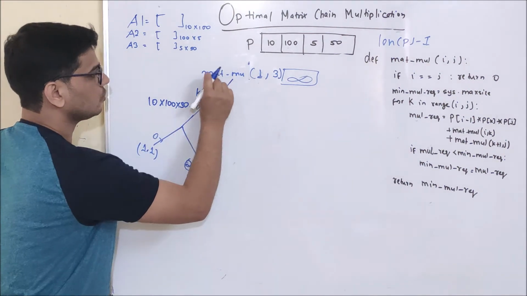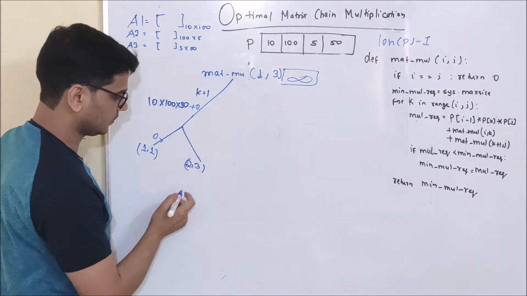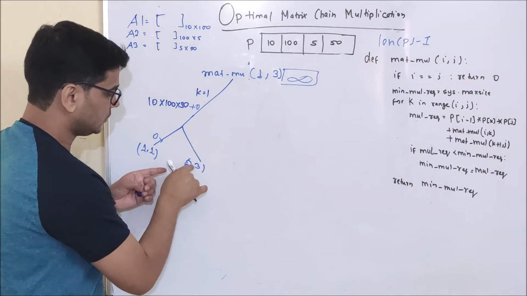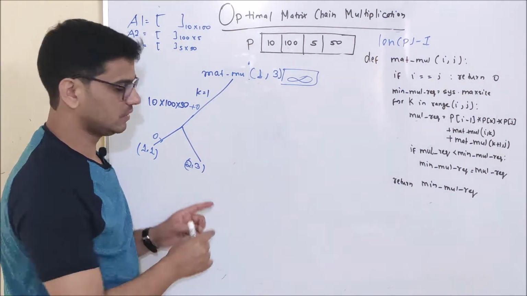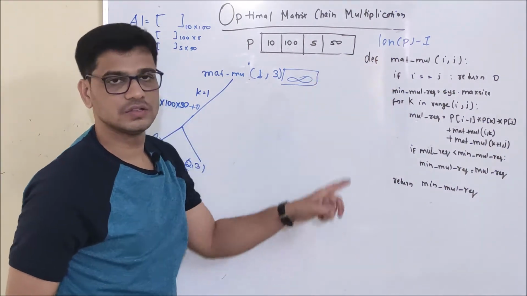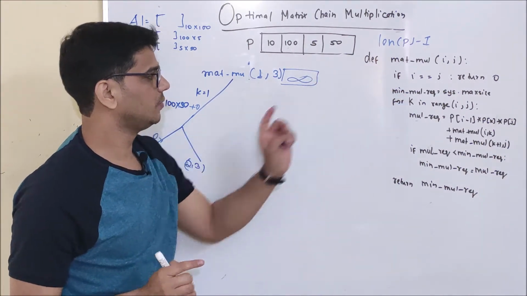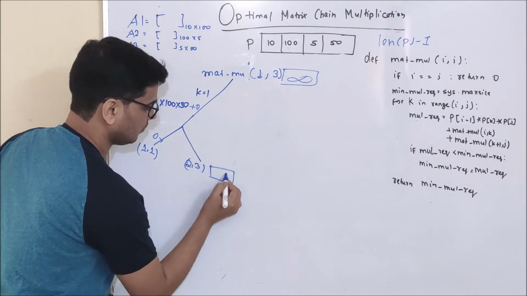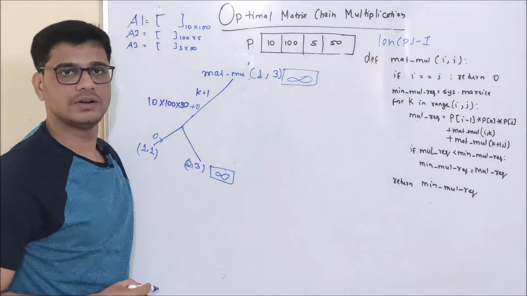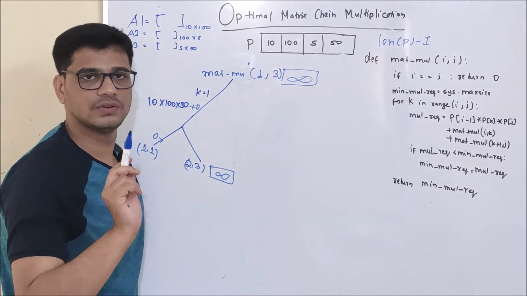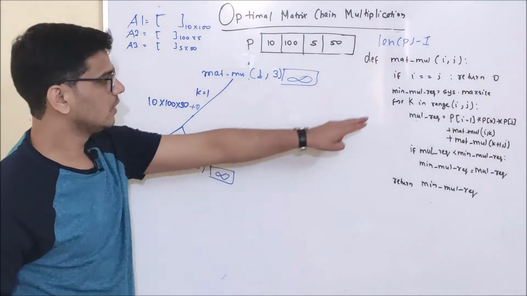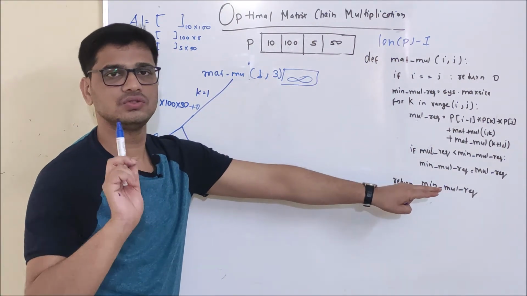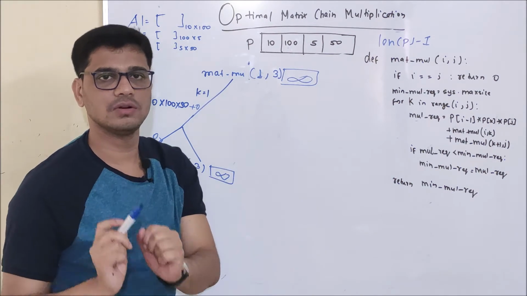And one more thing, I am ignoring this particular thing from now on. Now this will go for its execution, that is 2, 3. This condition will be checked, it is false. Control will come here. So the min multiplication required variable will be created and it will be initialized to infinity. Then control will come here for k in range 2 to 3, that is, it will run for k equal to 2.